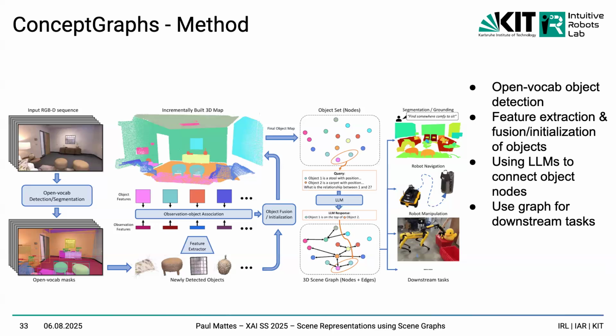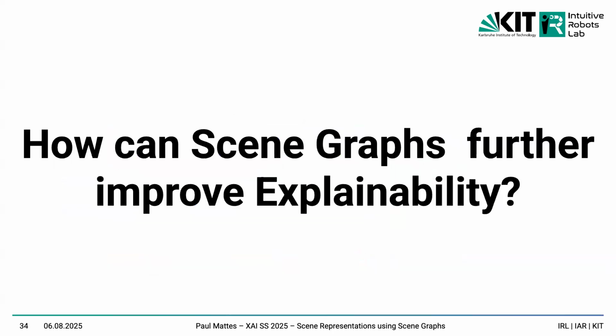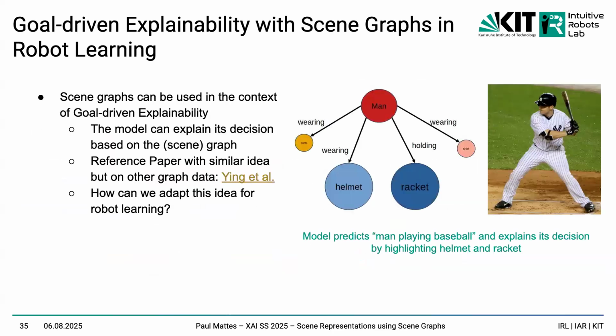Any more questions? All right. So let's get to the last part, because it's nice and all that we have scene graphs, which are inherently a little bit more interpretable, but how can we further improve explainability? And this now goes more directly in the direction I'm looking into in my PhD. So the main idea we look at is goal-driven explainability.